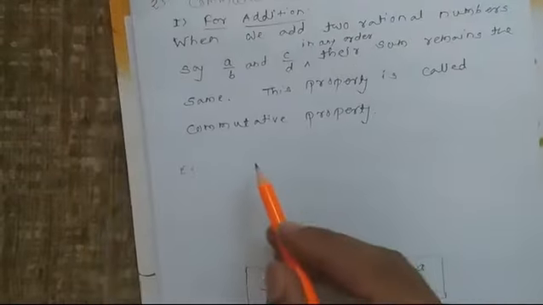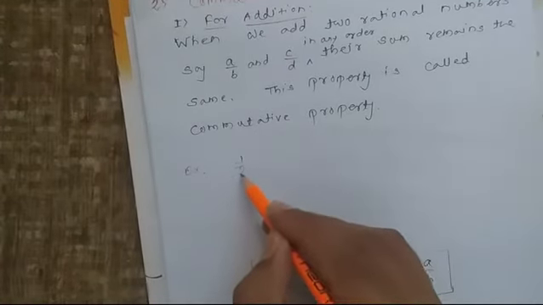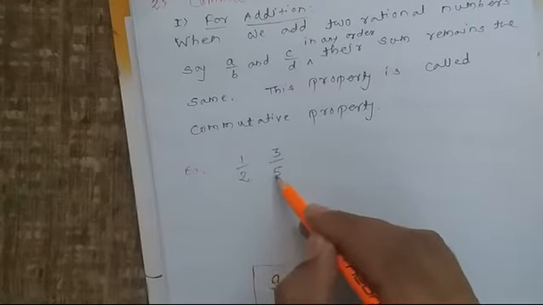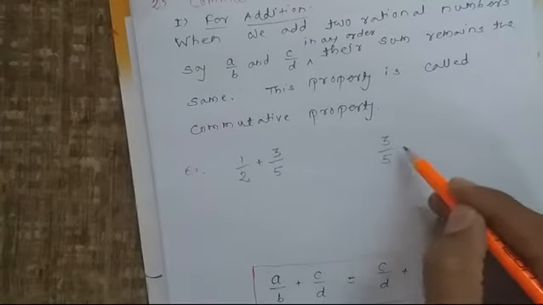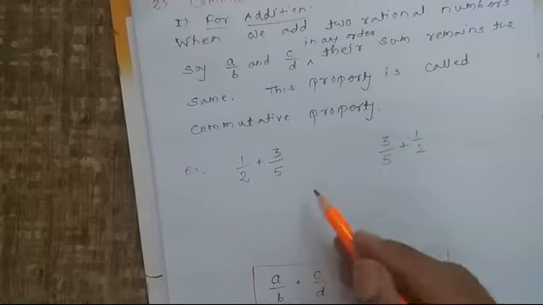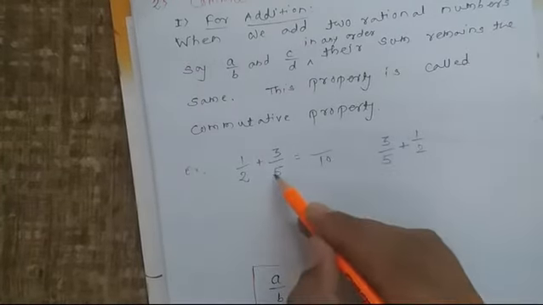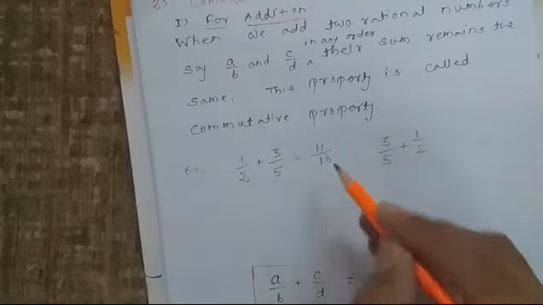Let's try to understand this property with the help of one example. Suppose you have to add 1 upon 2 and 3 upon 5. But if, by mistake, you add 3 upon 5 with 1 upon 2, what will happen? Will their sum be the same or different? Let's check. The sum of these two is: 5 twos are 10 as a denominator, 5 ones are 5, plus 6 is 11 upon 10.